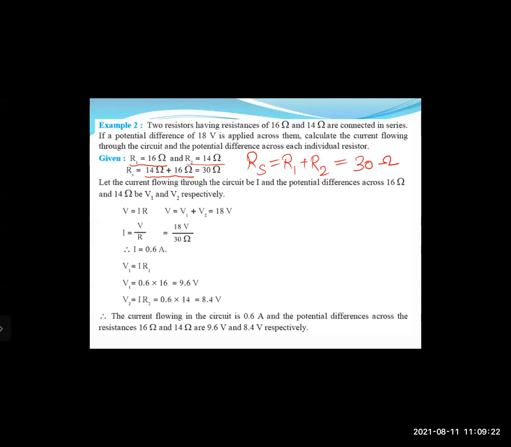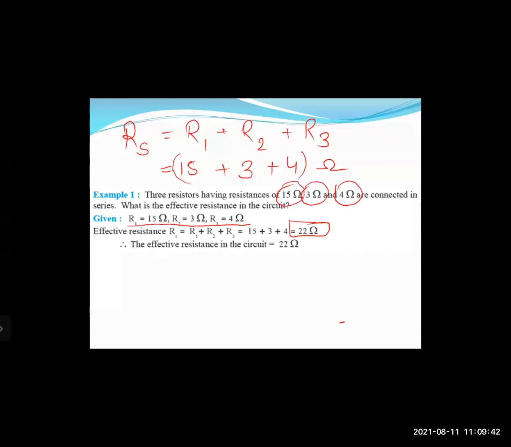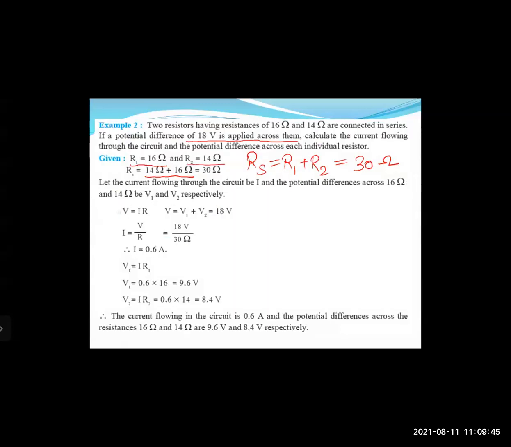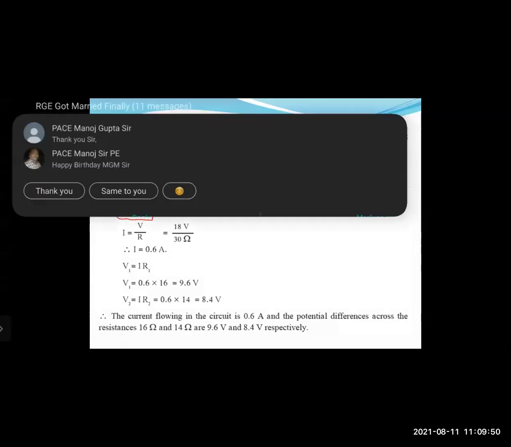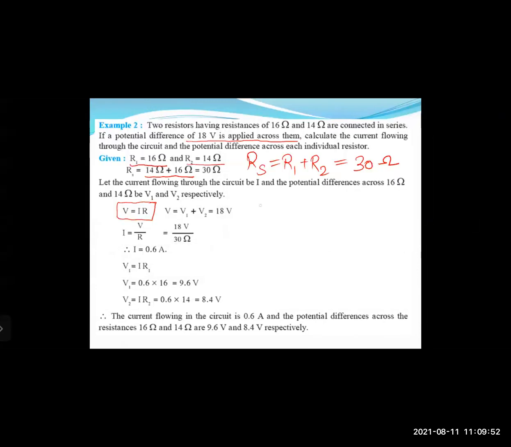Okay. अभी, second line में क्या लिखा देखो, if a potential difference of 18 volts is applied across them, calculate the current flowing through the circuit. Right? So हम लोग लिखेंगे, let the current flowing through the circuit be I and the potential differences across the 16 ohm and 14 ohm be V1 and V2 respectively. Okay? So V equals IR is our formula. Right? Now, according to Ohm's law and the concept of series combination, we know that the total voltage for the series combination is equal to V1 plus V2, right?